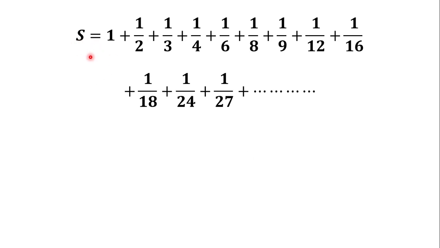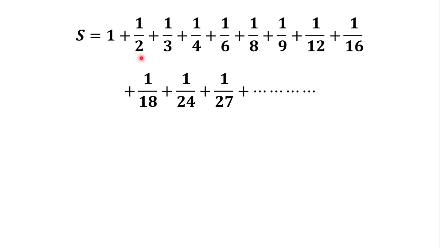In this video we are given S equals 1 plus 1/2 plus 1/3 plus 1/4 plus 1/6 plus 1/8 plus 1/9 up to 1/27, and we are going to find the value of S. As you can see, in some of the fractions, the denominator is a power of 2.